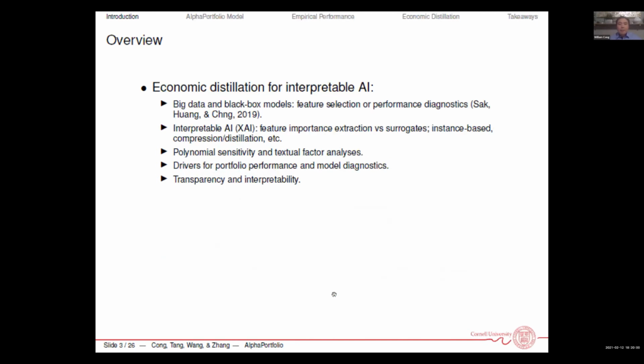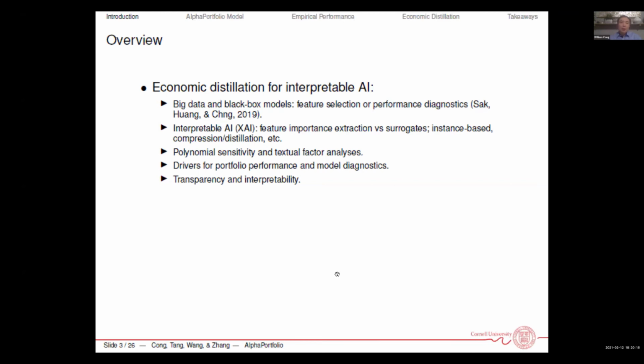We also hope to provide some interpretation of our model, because most machine learning or AI models tend to suffer from the critique that they are complex and black-boxy, and it's important to develop economic interpretation.